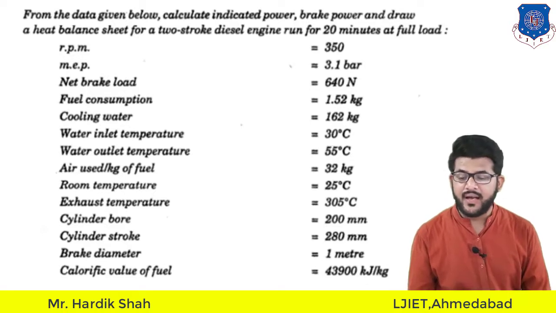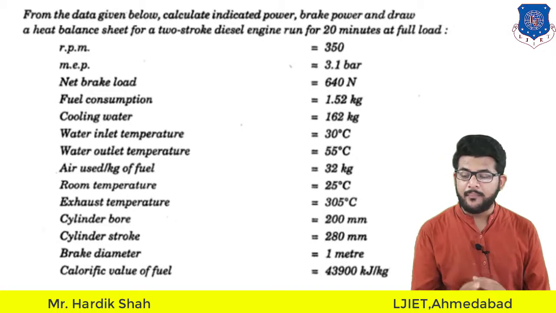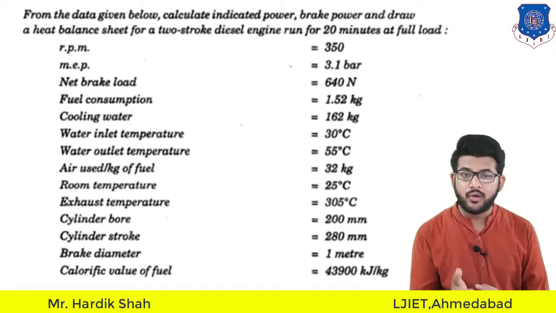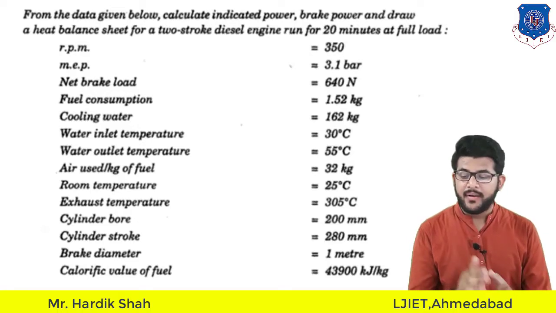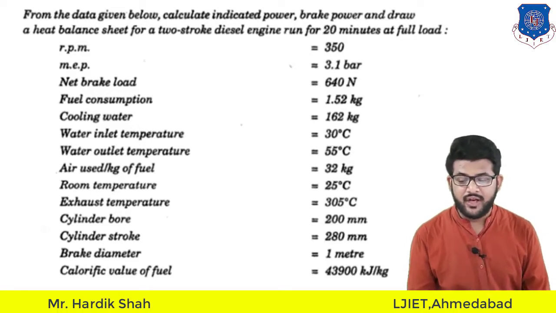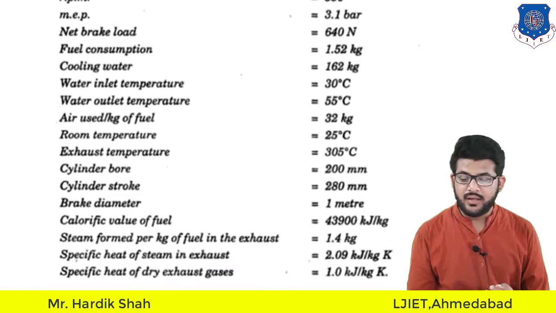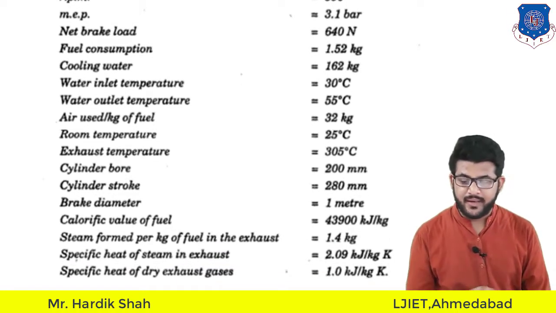Thereafter we are given the air used for the fuel, given in kilograms. Room temperature, exhaust temperature, cylinder bore, cylinder stroke. So we are also given the design of the cylinder. Brake diameter. Thereafter the calorific value of the fuel is also given. It is in kilojoules, so we will keep it as it is.